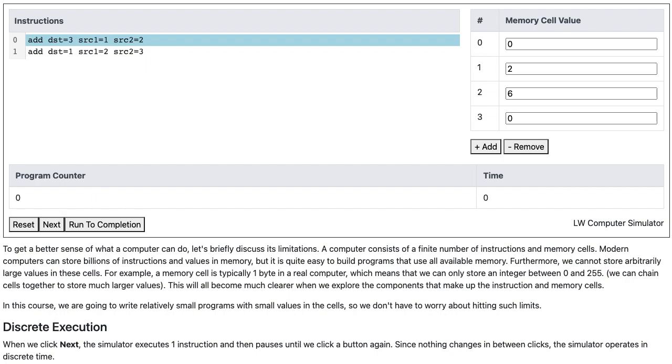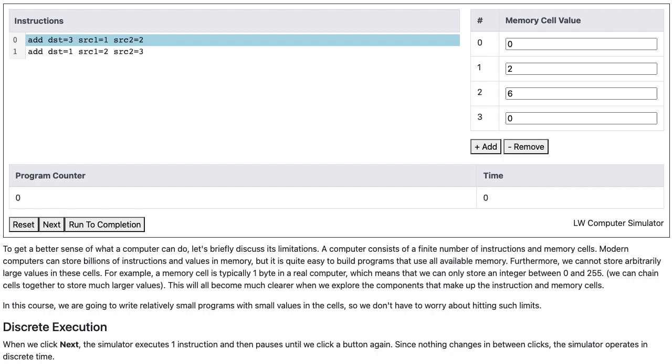For example, a memory cell is typically 1 byte in a real computer, which means that we can only store an integer between 0 and 255. We can chain cells together to store larger values. This will all become much clearer when we explore the components that make up the instruction and memory cells. In this course, we are going to write relatively small programs with small values in the cells, so we don't have to worry about hitting such limits.